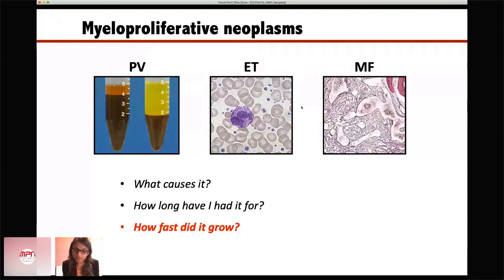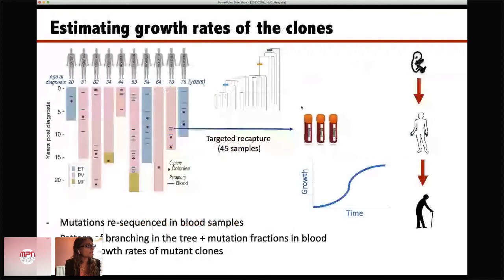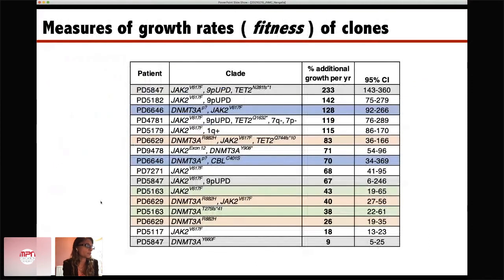Moving on to how fast did it grow, we then went back to those same patients and took multiple time points from their blood to see how the fraction of the MPN was growing in their blood. And we compared that to the pattern of branching in the tree that I explained earlier. The pattern of branching tells us whether something grew quickly or slowly. And we were then able to assign a rate of growth to every single clone historically. So every row here is a patient and a clone.